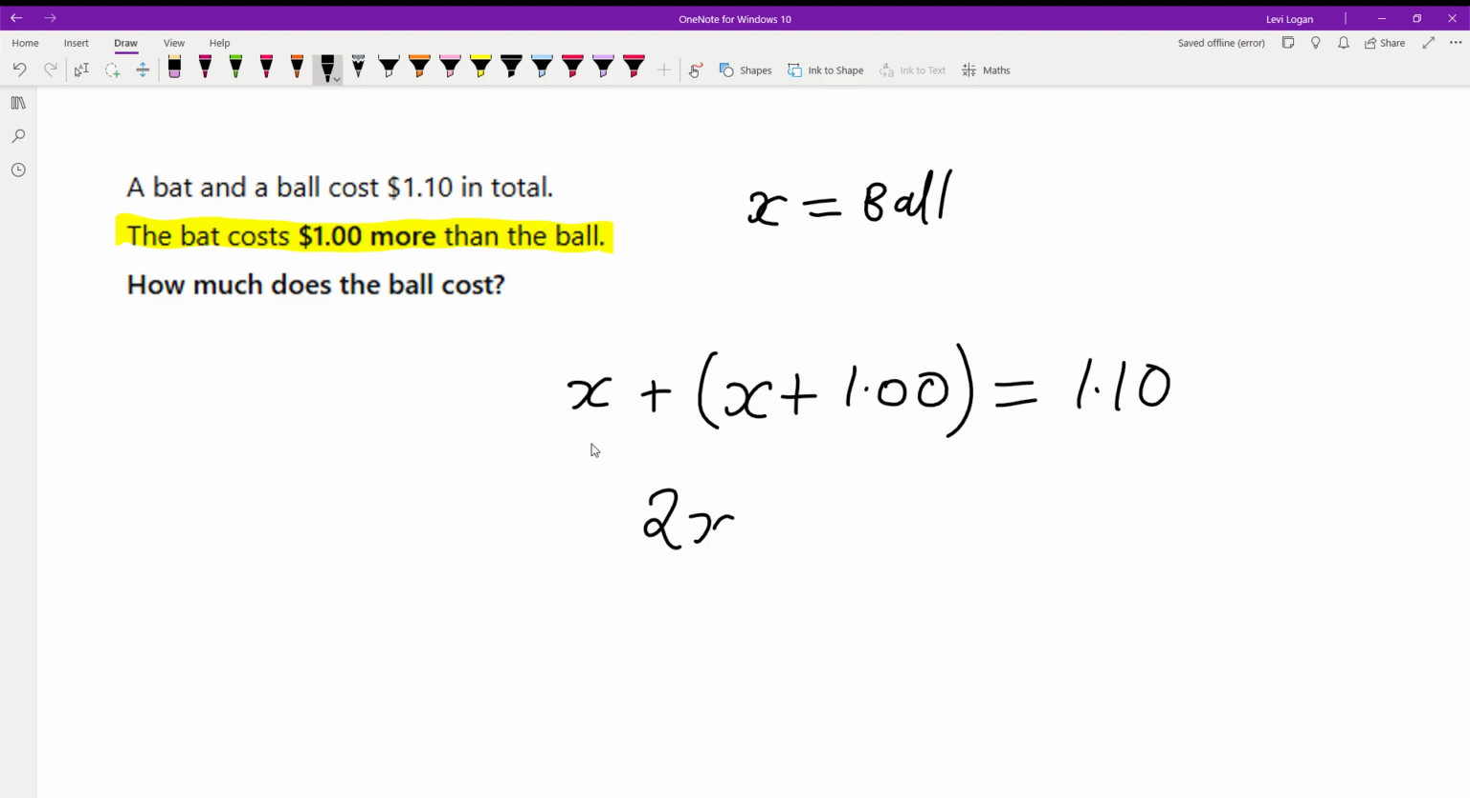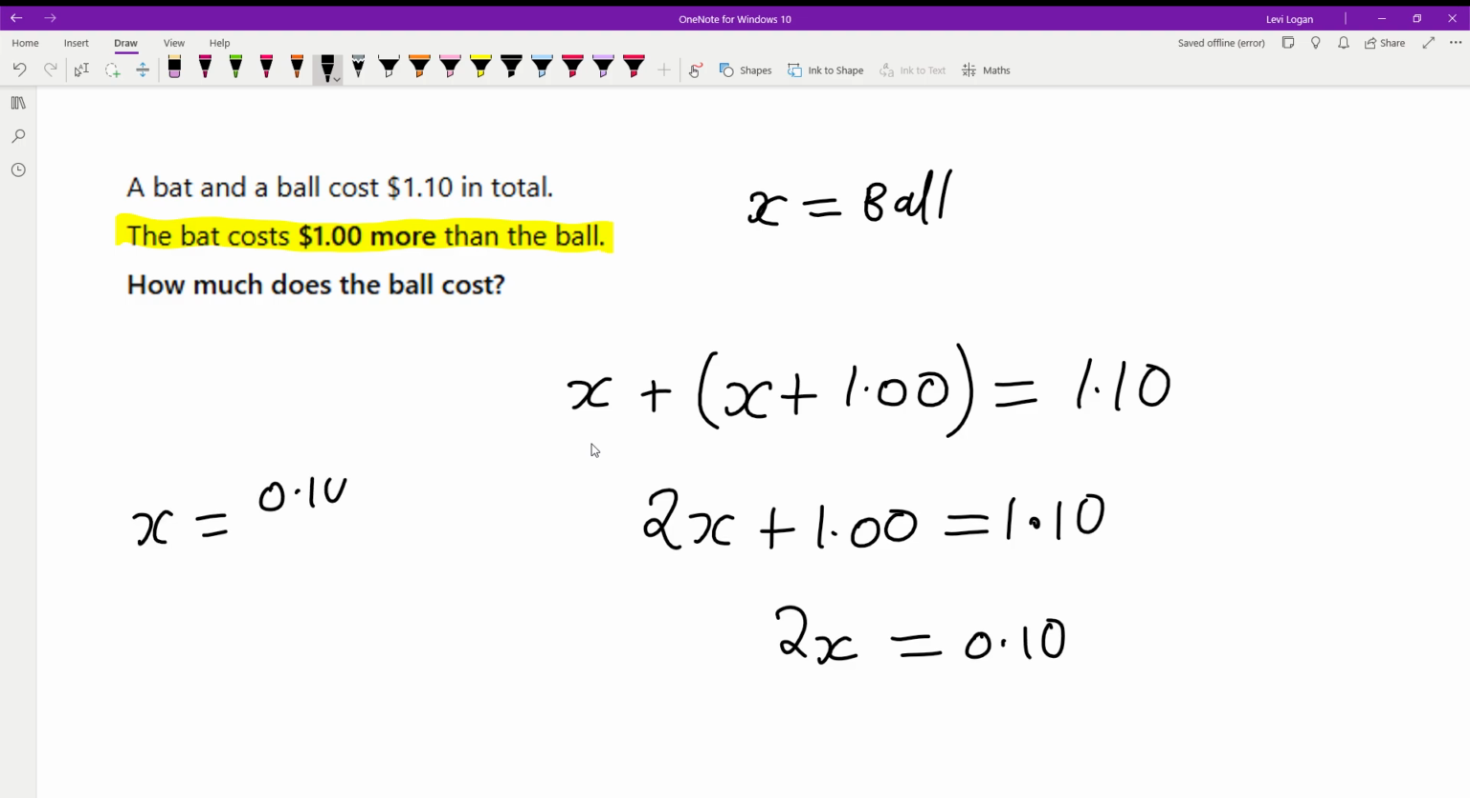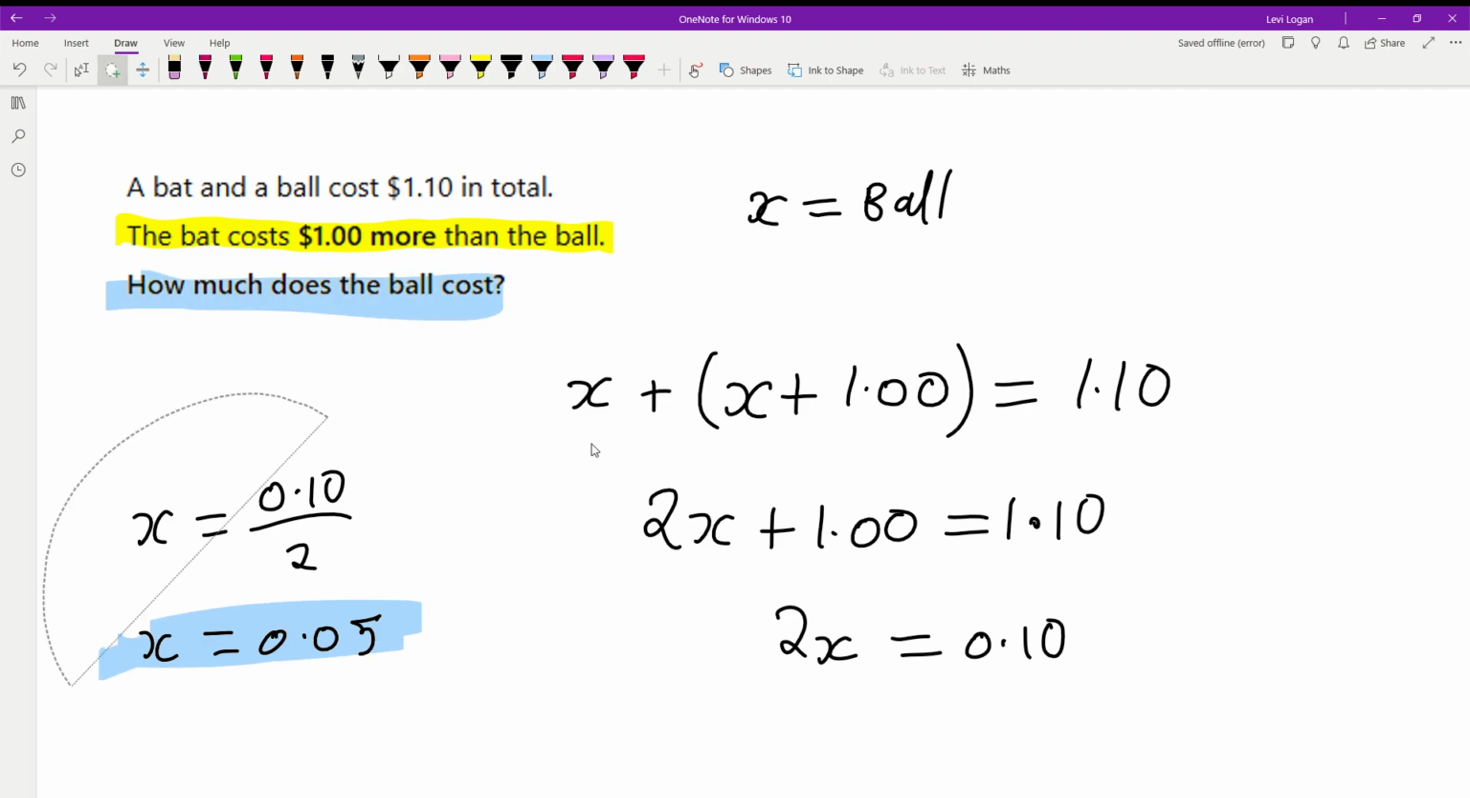So what this means is we can solve this equation here. We get 2x plus $1 is equal to $1.10. Move the dollar to the other side: 2x gives you 10 cents. Divide both sides by 2. So x is going to be 10 cents divided by 2, which is going to be 5 cents. That is the price of the ball. Not many people get that right. Hopefully you can see why that's correct.